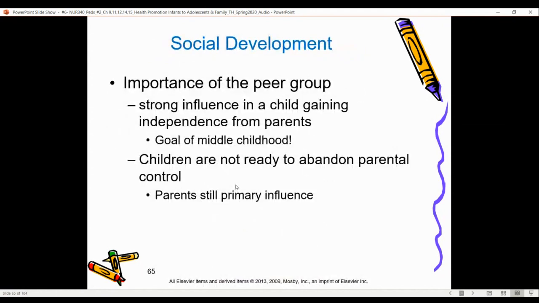Social development with this one. So they are now starting to have more interactions with their peer group, and they enjoy spending more time with their peer group in this age group. Again, girls playing with girls, boys playing with boys. Not always, but that's a big part of it.